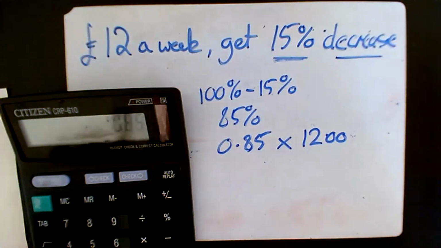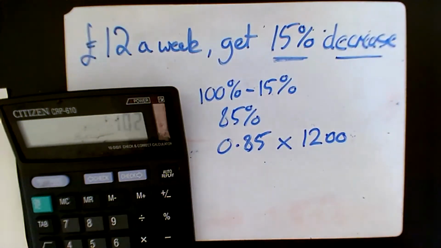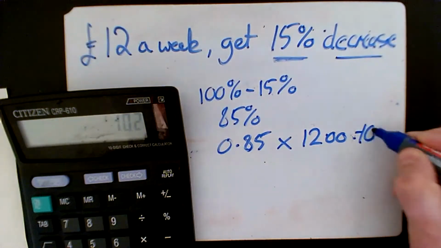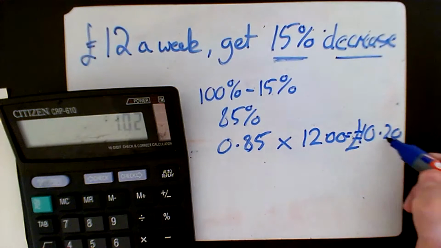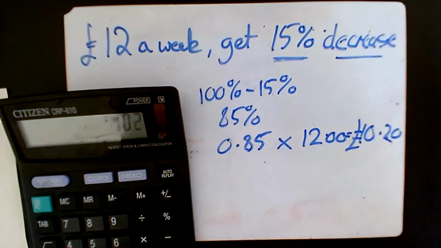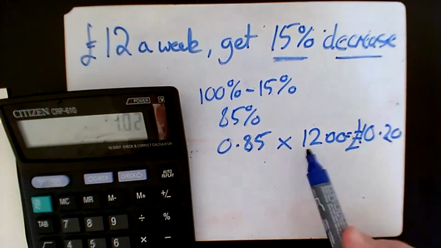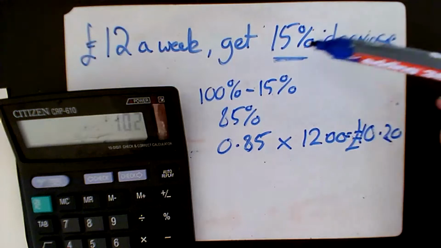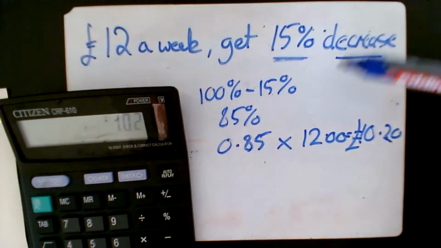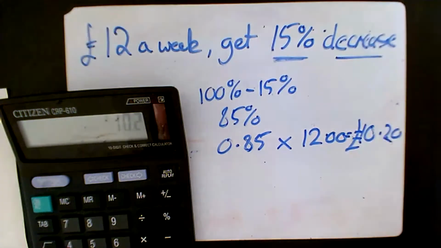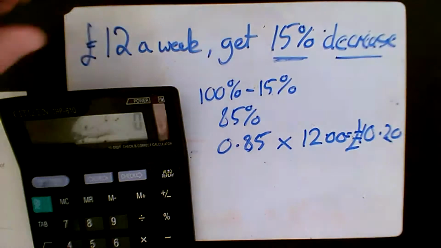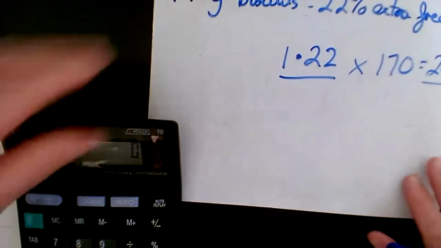All I have to do is times that by £12, and this is my new amount I get each week. Times by 12, and now I only get £10.20. Should have tidied your bedroom. Lost you £1.80 there, isn't it? So this is how you do your multiplier to increase and decrease by using a calculator.